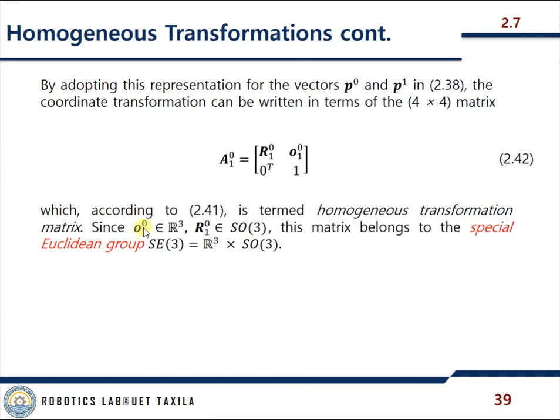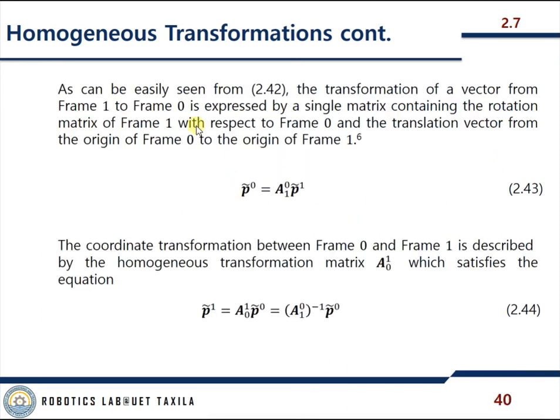Since this O vector has three dimensions and three coordinates, and the rotation matrix from frame 1 to frame 0 belongs to the special orthonormal group SO(3), this matrix belongs to the special Euclidean group, which we call SE(3). This is a very important property of this matrix, and it will be used a lot in robotics, as can be easily seen from 2.42.